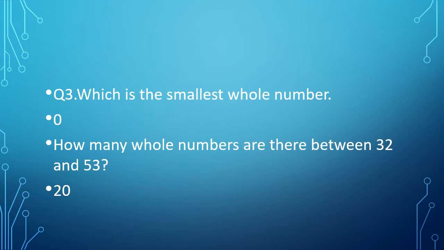Question 3. Which is the smallest whole number? 0 is the smallest whole number. How many whole numbers are there between 32 and 53? There are 20 whole numbers between 32 and 53.